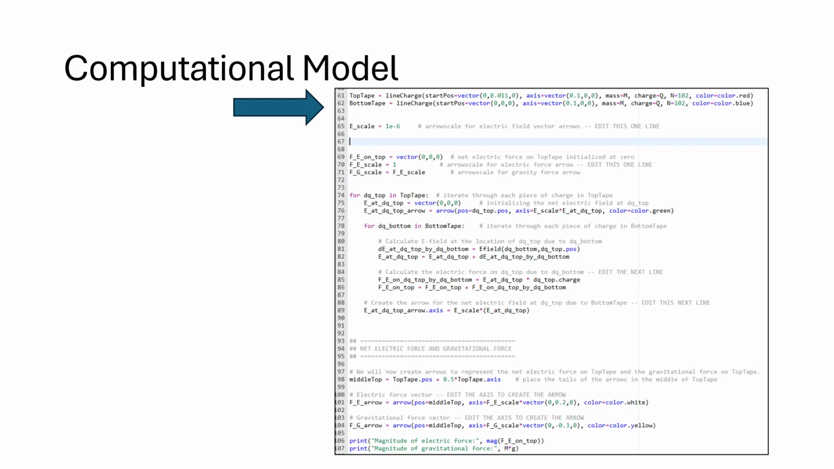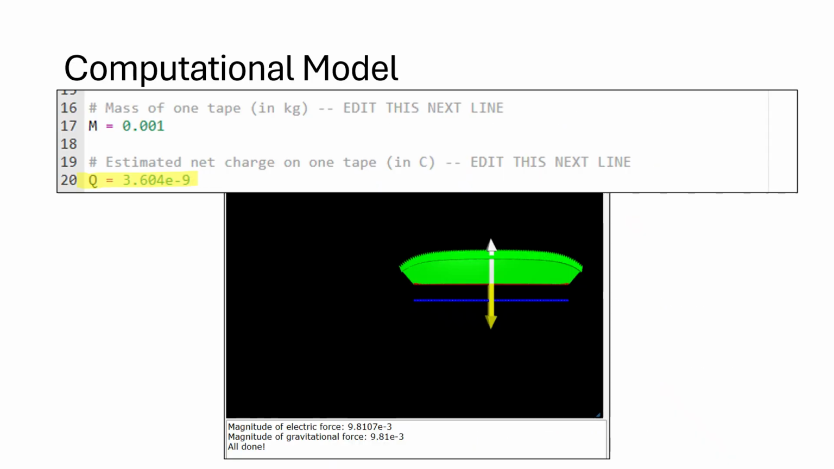In the second part of the code, we then create the top and bottom tape using the line charge function. In these loops, we then calculate the electric field at each charge in the top tape due to every charge in the bottom tape. We then calculate the force acting on each charge in the top tape by multiplying their charge by the electric field acting on them.